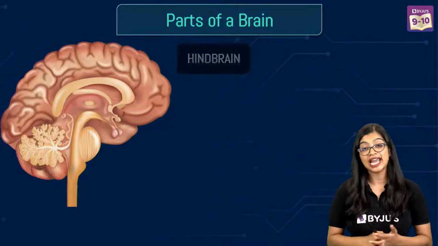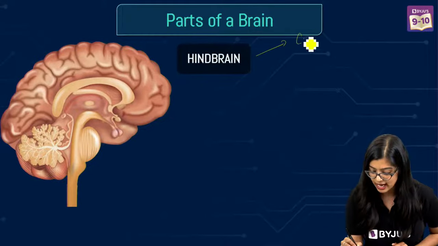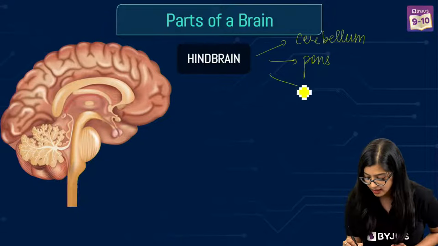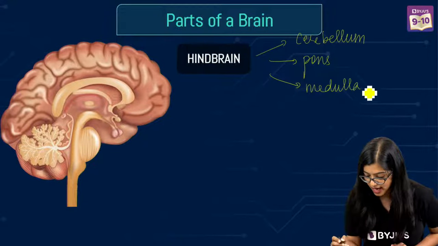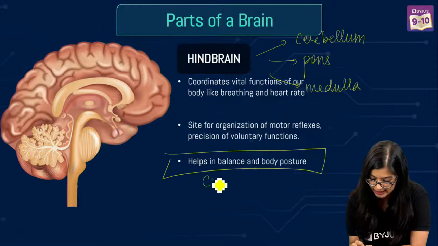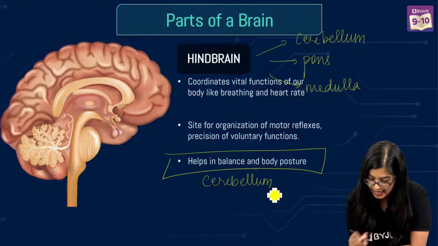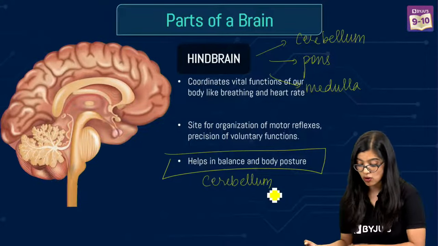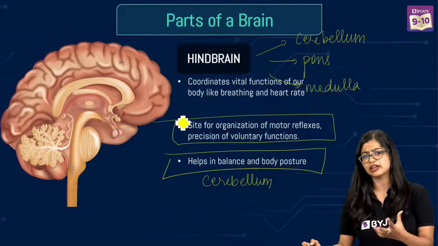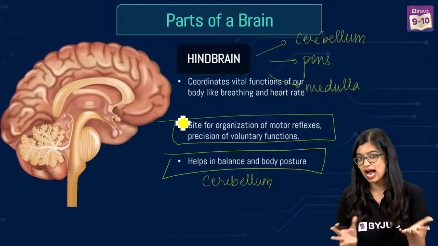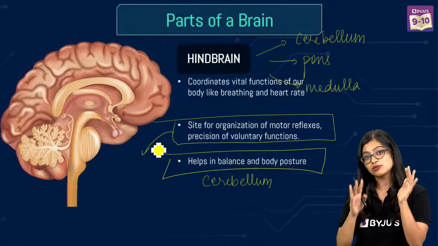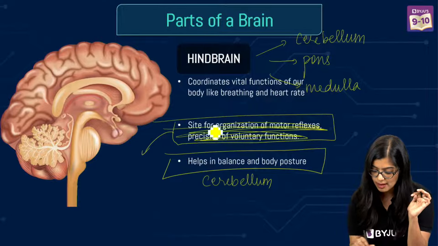Now, of course, for hindbrain, we have three things. We have cerebellum, we have pons, and we have medulla, right? So the cerebellum is responsible for maintaining balance and body posture. And of course, organizing our motor skills and precision of voluntary functions is also something that the hindbrain does, but you do not need to go deeper. This is something that the pons does, but this is a little bit extra.